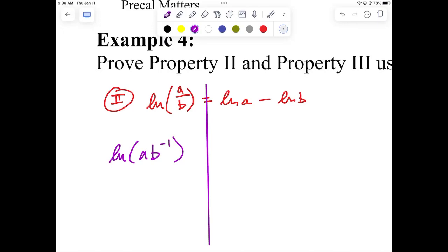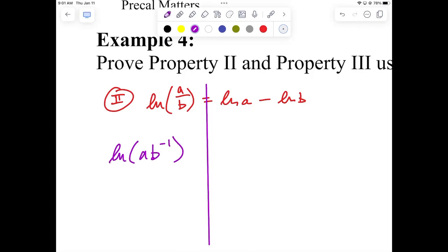Now the reason here, we don't have to write the reason, but if you ever had geometric proofs, you had to put the reason, like postulate 3.1 or theorem 4.5. Parallel postulate, whatever. Here the reason would just be rule of exponent. Dividing by b is the same as multiplying by b to the negative first.